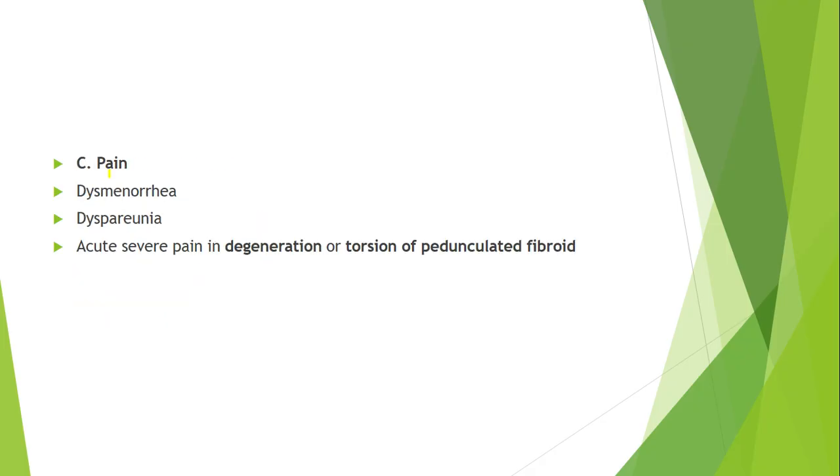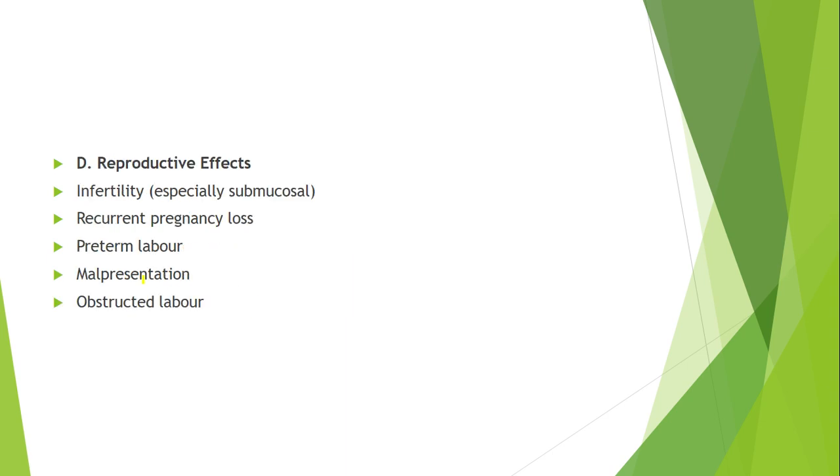So next is pain. Fibroid causes dysmenorrhea, which is pain or difficulty in menstruating. Dyspareunia, which is pain during sexual intercourse. Acute severe pain in degeneration or torsion of pedunculated fibroids. So those fibroids attached to the uterus by means of a stalk. When they are degenerating or there is a torsion, they cause acute severe pain.